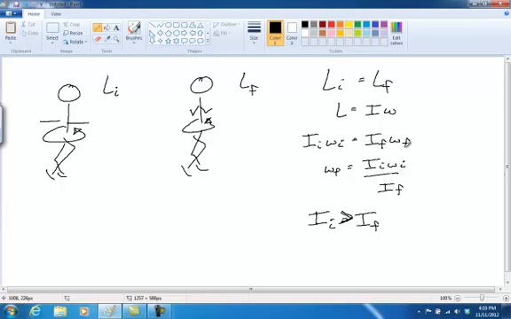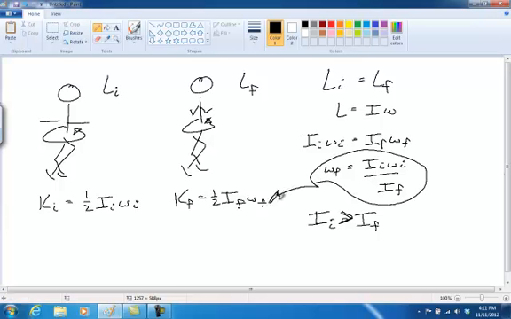The second part of this problem says, what's happening to her kinetic energy? If we start off with the idea that the rotational kinetic energy is going to be 1/2 moment of inertia I, omega I squared, then she should also have some final kinetic energy that's equal to 1/2 the moment of inertia F, omega F squared. Now on her final kinetic energy, we can make a substitution of the omega F that we solved for earlier.